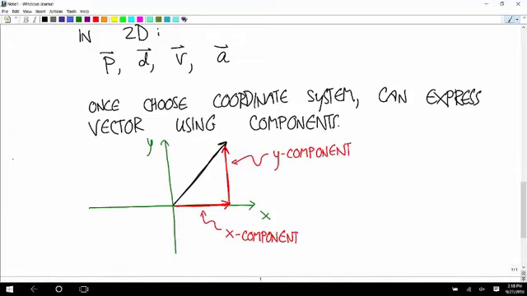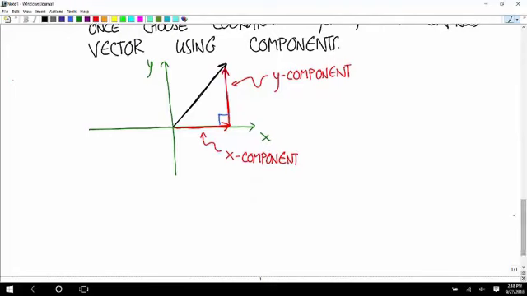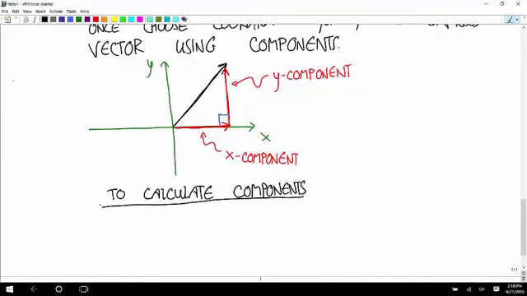And you can see that these 2 legs of the journey are always going to be perpendicular to each other. So if you draw the vector and then you draw the 2 components like this, it's always going to make a right triangle. And that's why trigonometry is going to be important in this. So to calculate components, this is a set of steps that'll always work.